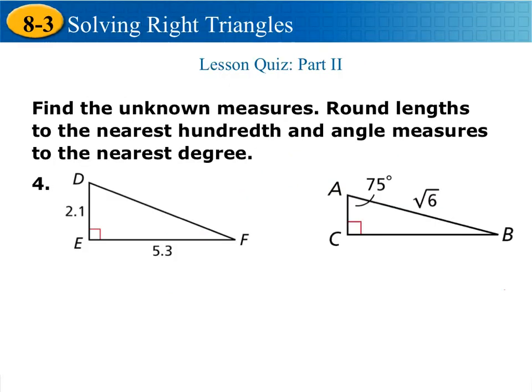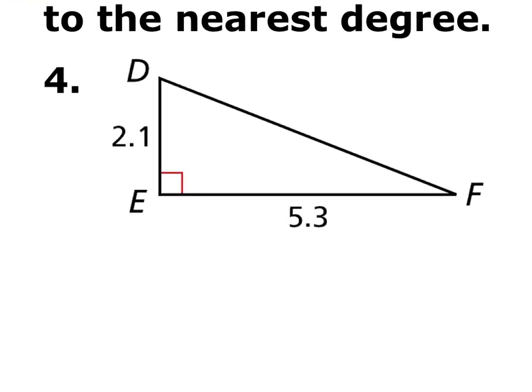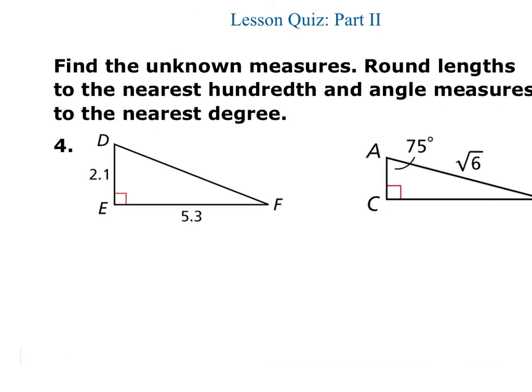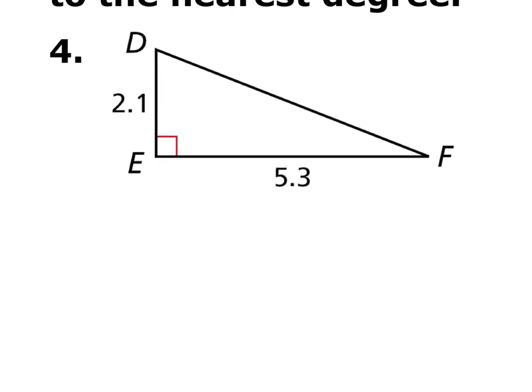Okay, let's do number 4. So we need to find the unknown measures, round lengths to the nearest hundredth, and angle measures to the nearest degree. So what can we do to find the missing side length here? Pythagorean theorem. So we can do 2.1 squared plus 5.3 squared is equal to c squared. So c is equal to 5.7. Does everyone agree? Yes.